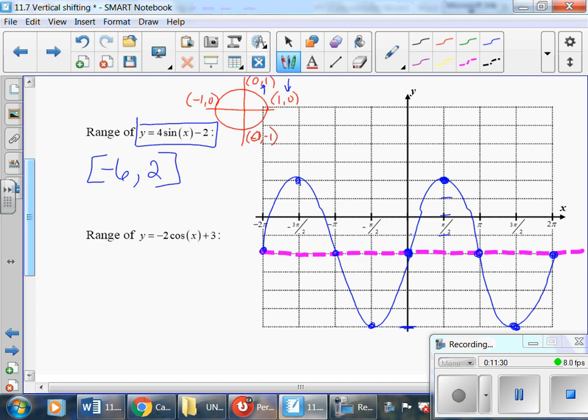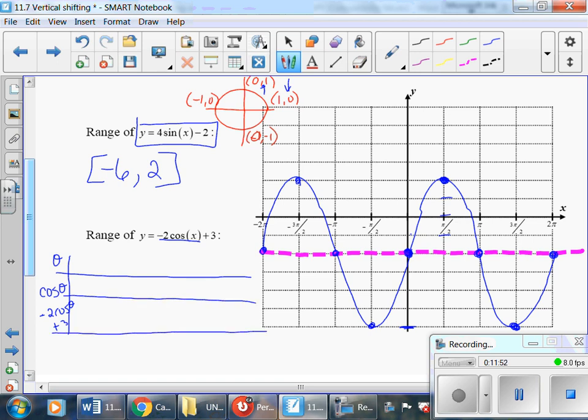All right, so now, if you wanted to make a table, because that might help you just a little bit. So here's my theta. This time we're going to be doing cosine, so why don't we put cosine theta here? And then we'll do negative 2 cosine theta plus 3 down here. And the table might help you. So let's just start at 0. It's a comfortable place to start.